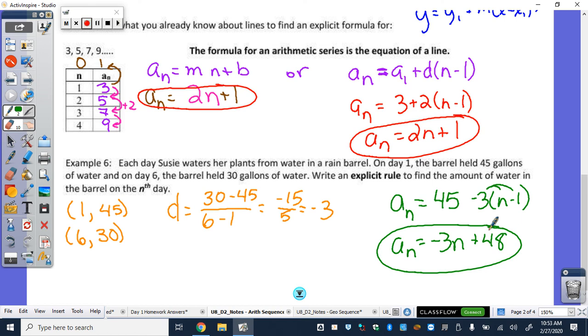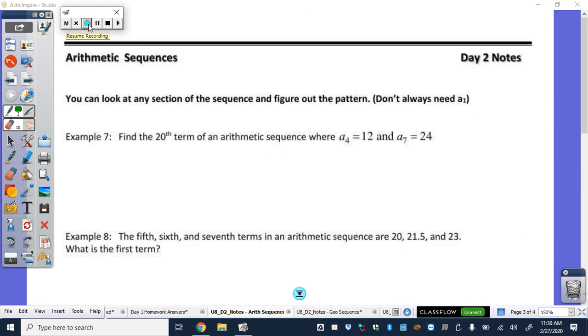So even though they call it a sequence, you can still use all the same properties of our linears because an arithmetic mimics the linear. And we'll pause. So with our arithmetic sequences, because they are always constant and always increasing or decreasing by that same amount each and every time, it doesn't matter which section of the sequence you're looking at, you can always treat it to be exactly the same. So for example, number 7, find the 20th term of an arithmetic sequence where the 4th term is a 12 and the 7th term is a 24.